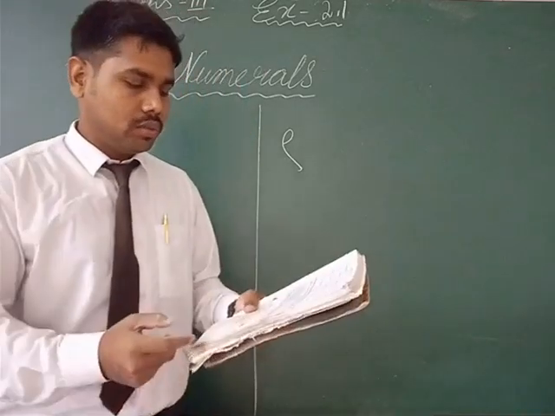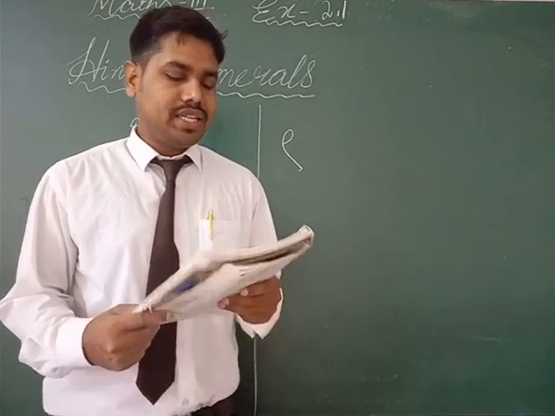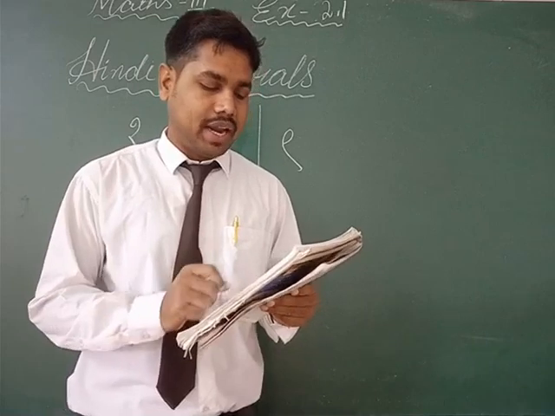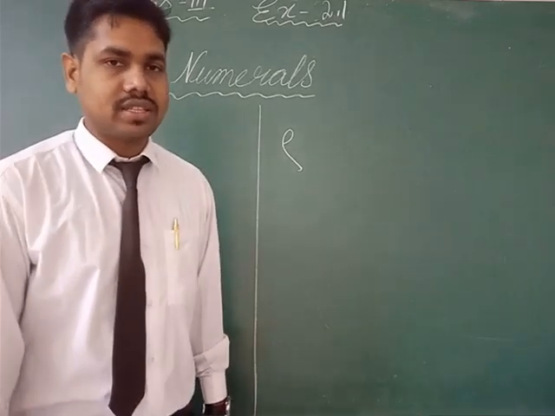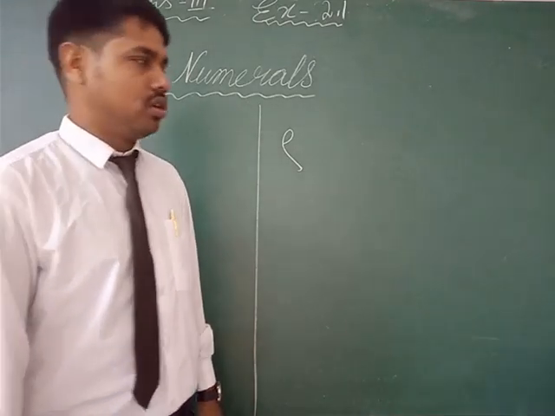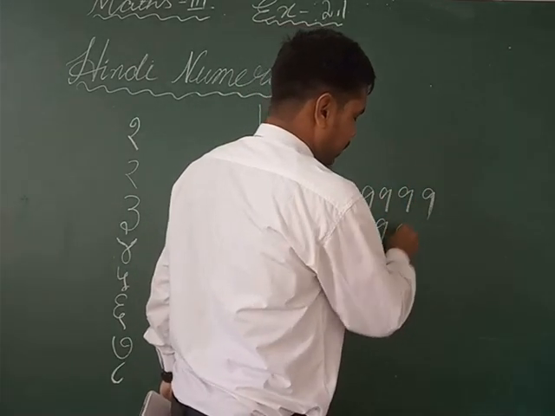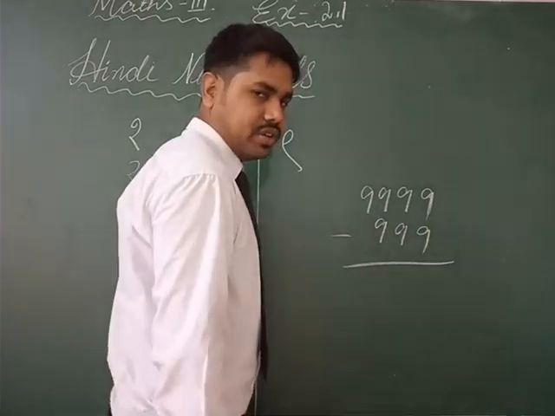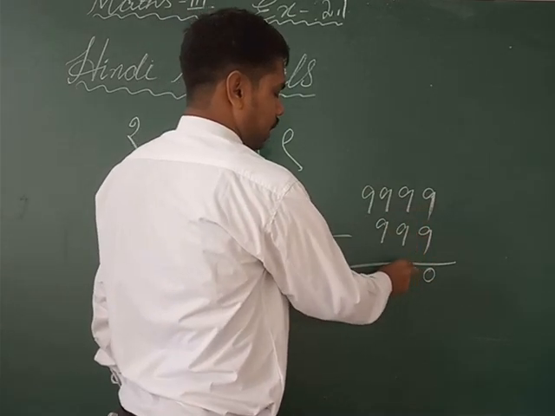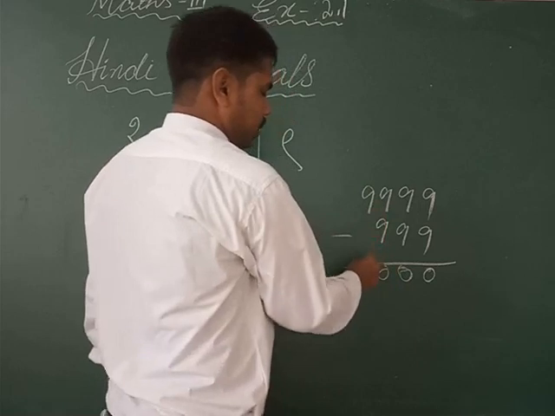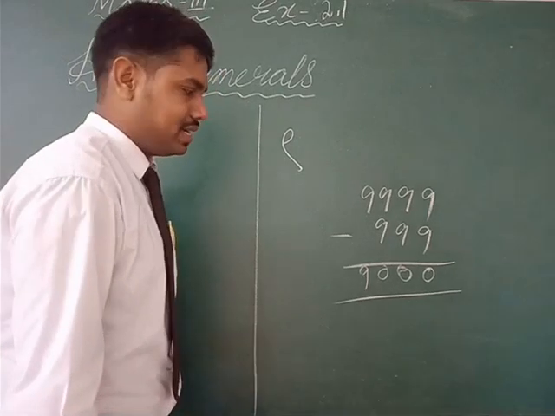Before the two value-based questions, I am discussing question number 12 of the miscellaneous exercise. It asks: find the difference between the largest 4-digit number and the largest 3-digit number, then find the predecessor and successor of the result. The largest 4-digit number is 9999, and the largest 3-digit number is 999. So first you have to find the difference between these two numbers. This is the difference between the largest 4-digit number and the largest 3-digit number, right?